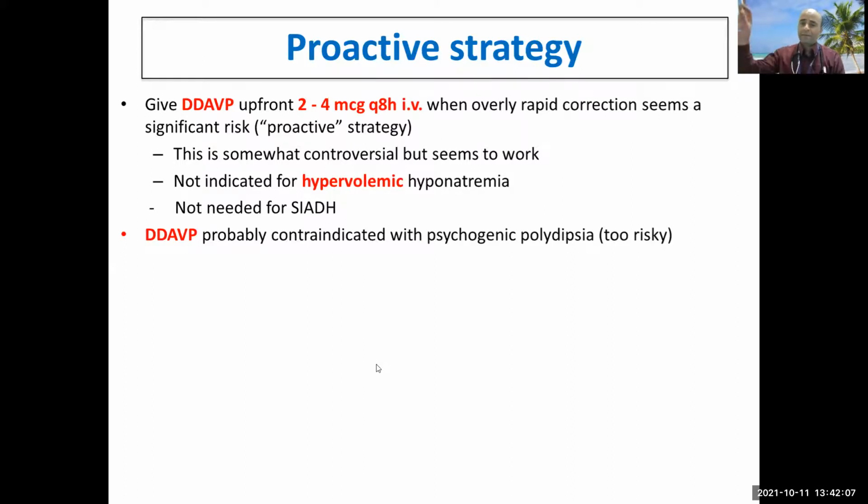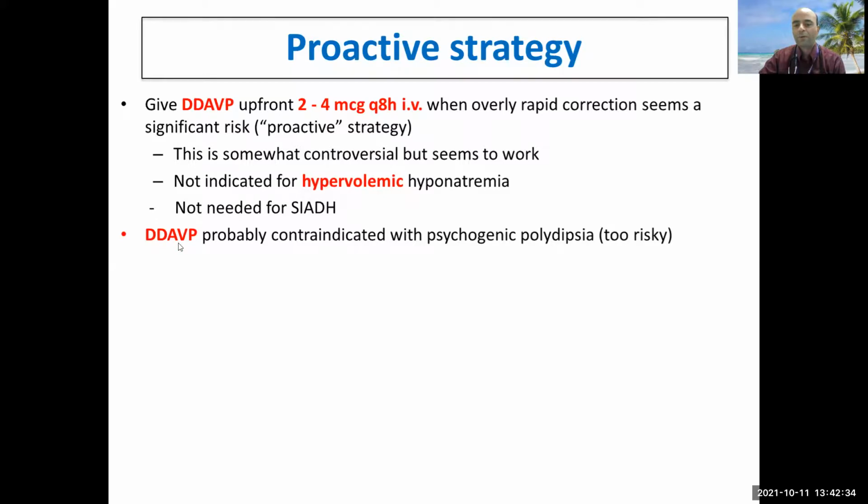From the start, I can give hypertonic saline and DDAVP in the other line to control my sodium rise. Otherwise, your patient may go into polyuria and rapid correction, and suddenly osmotic demyelination syndrome. This is not indicated for a hypervolemic patient or a patient with SIADH. DDAVP is contraindicated with psychogenic polydipsia; it is too risky.